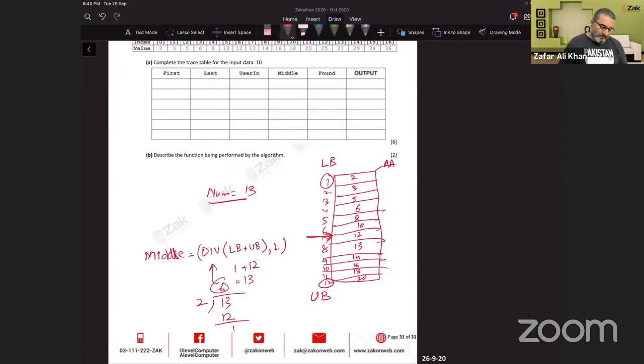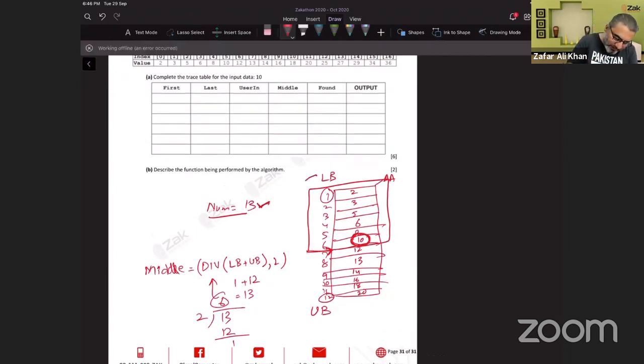But the middle, according to this formula, is basically here between 6 and 7. So 6 is considered as the middle. Now the value at 6 is checked. It is 10. If it is compared with the number, 10 is less than the number. So all of the values before this 6 are now scrapped. They are ignored. And the lower bound is now 7.